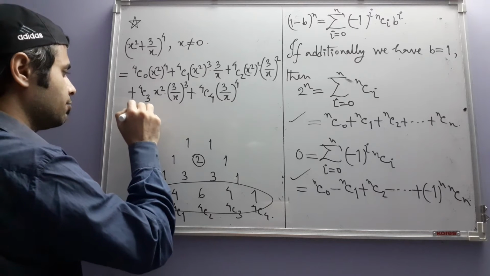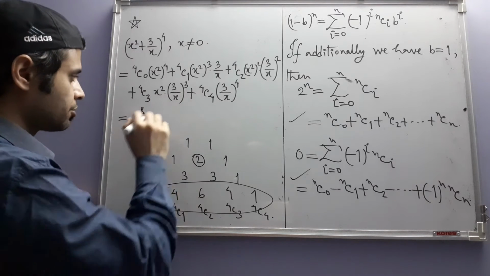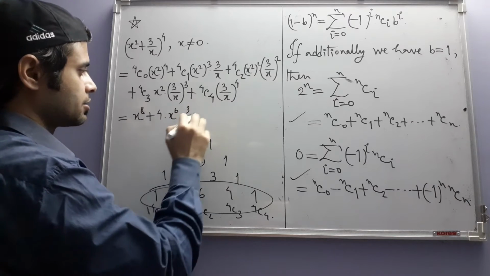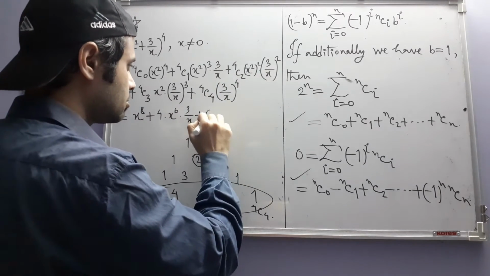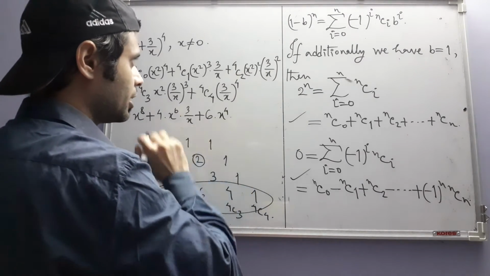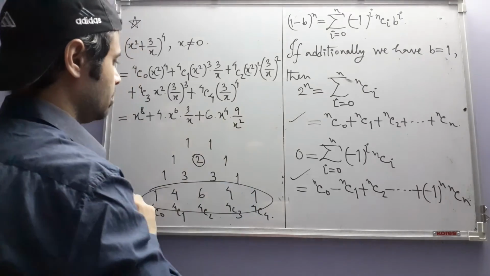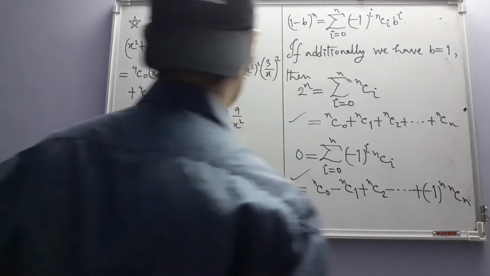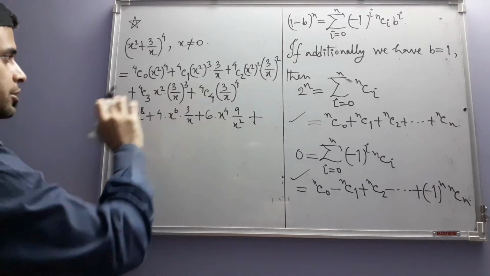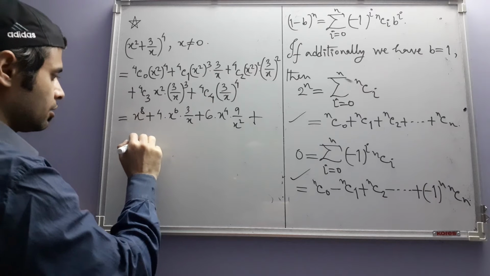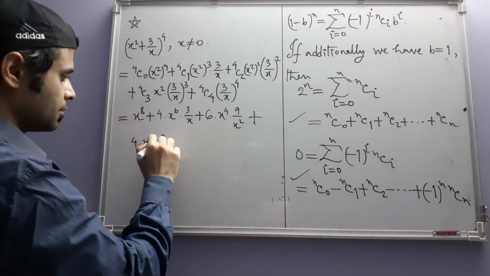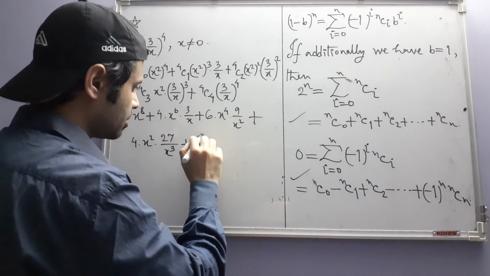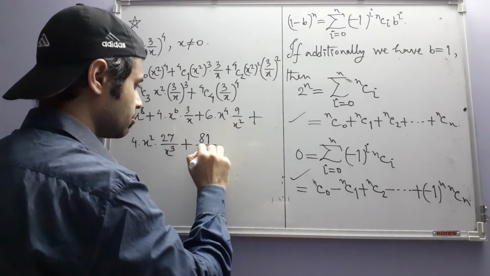So this is 1, and we have x to the power 8, plus 4C4 is 4 times x to the power 6 times 3 divided by x, plus 4C2 is 6 times x to the power 4 times 9 divided by x square, plus 4C3 is again 4 times x square times 3 by x whole cube. So this becomes 27 divided by x cube. Finally, 4C4 is 1. 3 to the power 4 is 81 divided by x to the power 4.